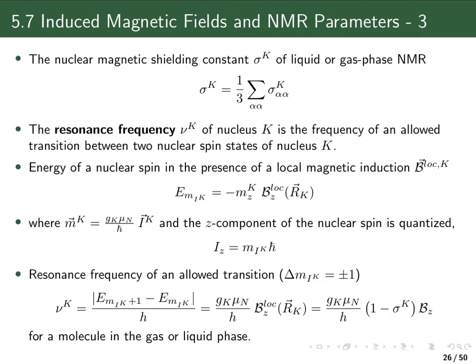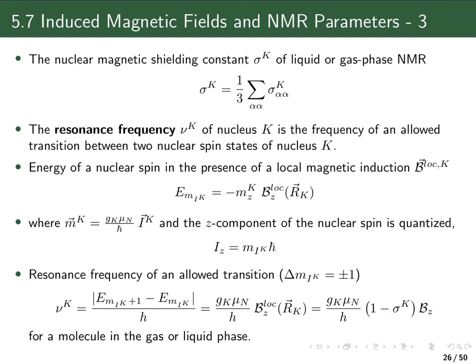However, what you actually get from an NMR spectrum is not this magnetic shielding constant, but what is called the chemical shift. And let's discuss now how this comes about. Now, the resonance frequency of a nucleus K, nu K, that's the frequency of the allowed transition between two nuclear spin states of a nucleus. So we need to know what is the energy, and that is, of course, the energy difference between the two states divided by Planck's constant. So we need to know what the energies of the nuclear spin states are.